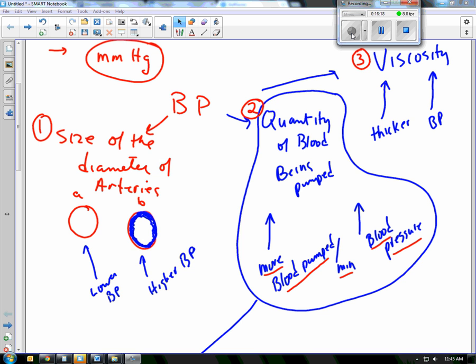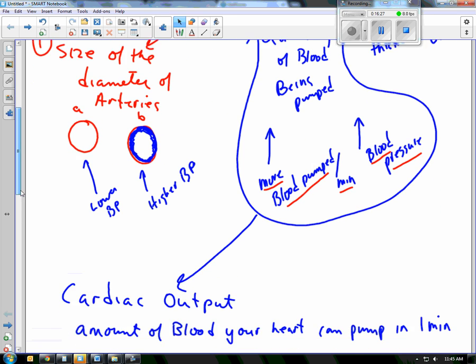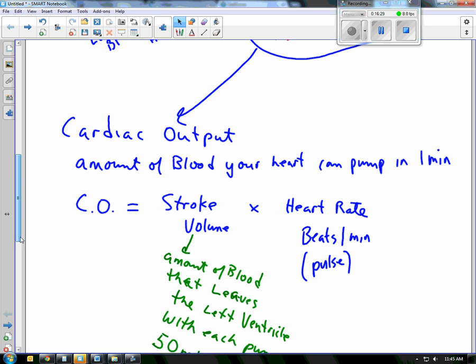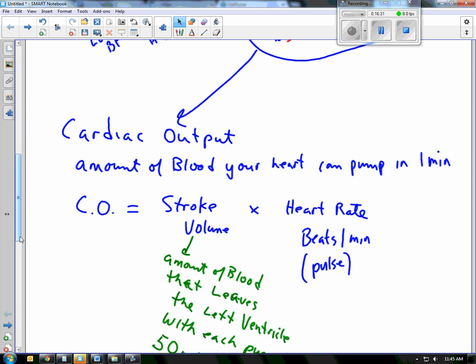So if we talk about this number 2 a little bit more, we're going to measure the quantity of blood being pumped, and we're going to do a little lab for that. The quantity of blood being pumped is known as your cardiac output. So we'll define cardiac output for a minute. You have a handout in front of you, and question number 1 is define the terms cardiac output and stroke volume. So let's talk about that for a minute, and then we'll do a little bit of a lab that goes with this.